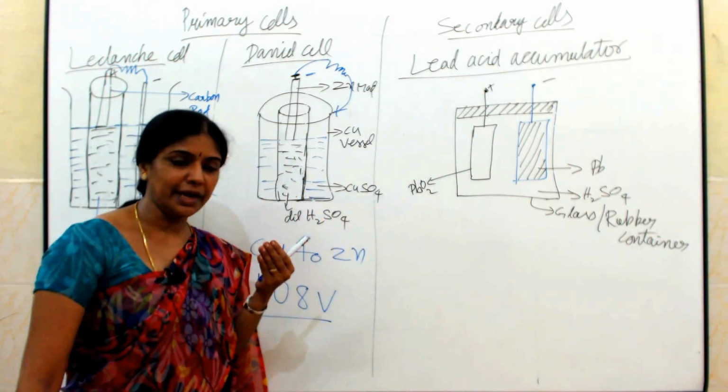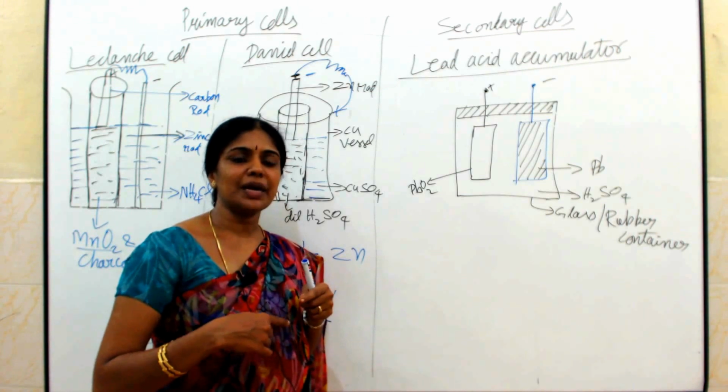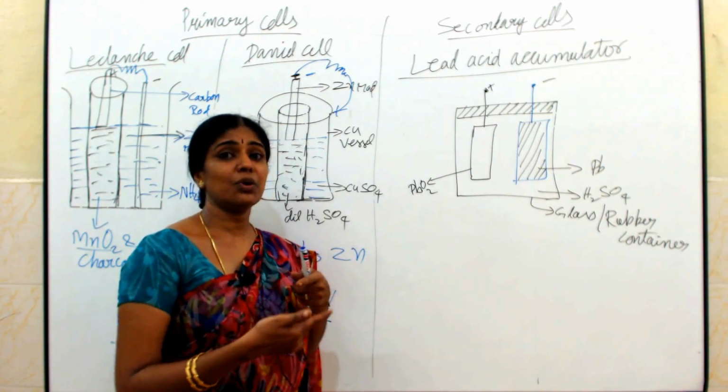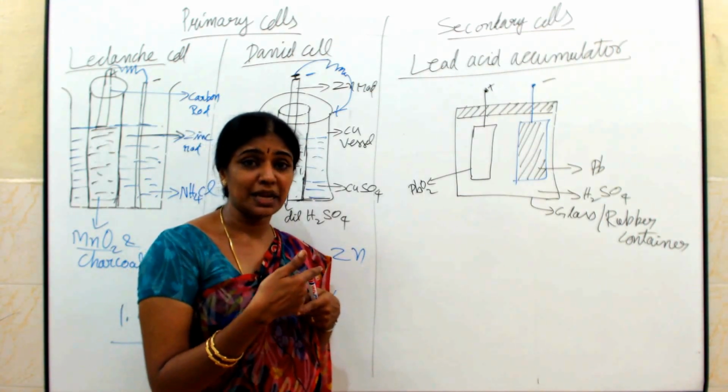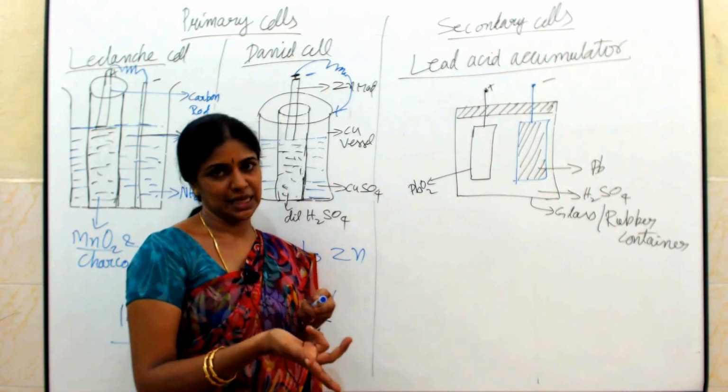So, when you draw current, that we call discharging. When you charge, you are going to do the chemical reactions in a reverse order. That is, you are getting back the active materials by reversing the chemical reactions. That we call the charging of the cell.